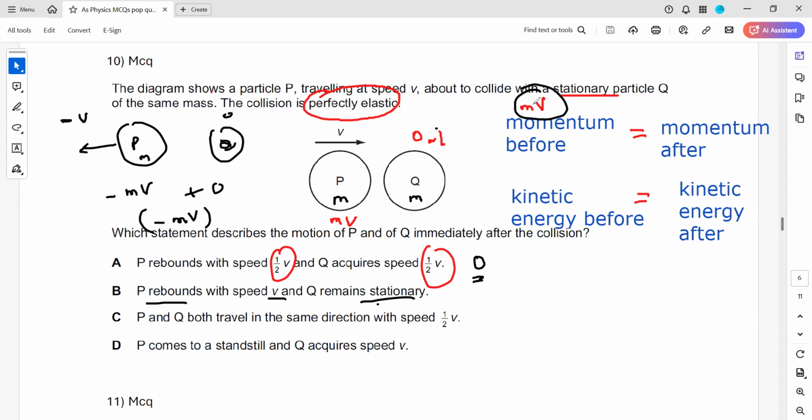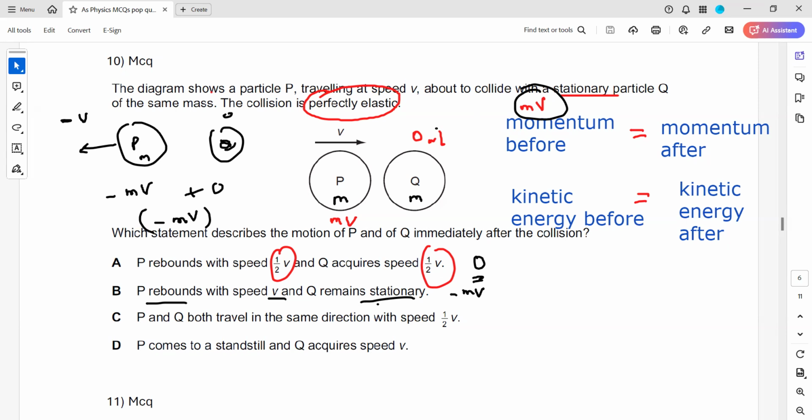But here we want mv. So with option B, the total momentum after will be minus mv, but we want mv. So it is not the same as the initial momentum. That's why option B is also incorrect.